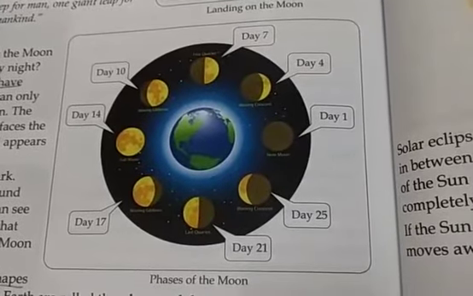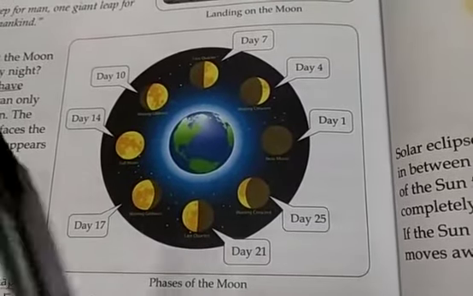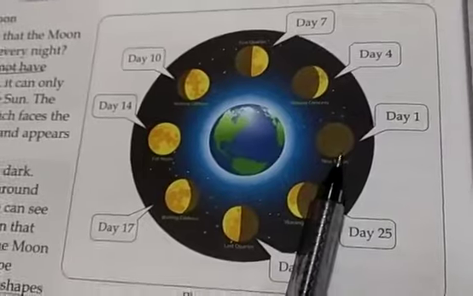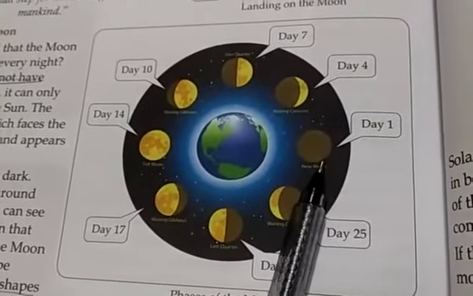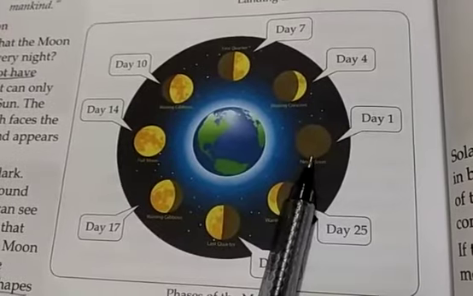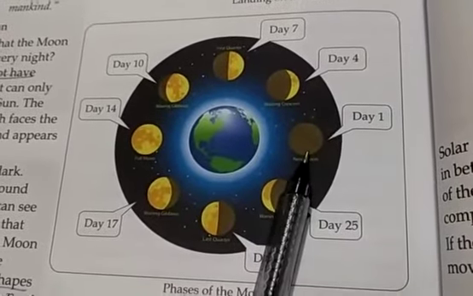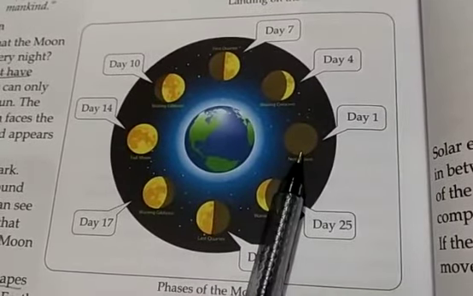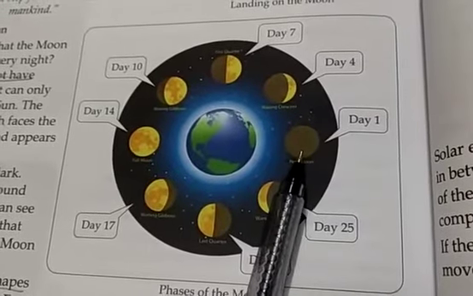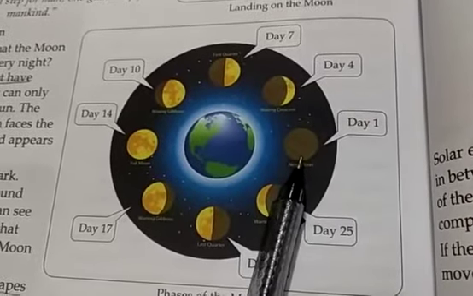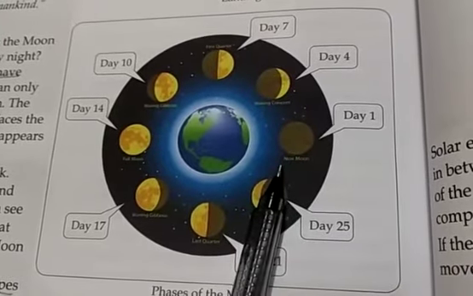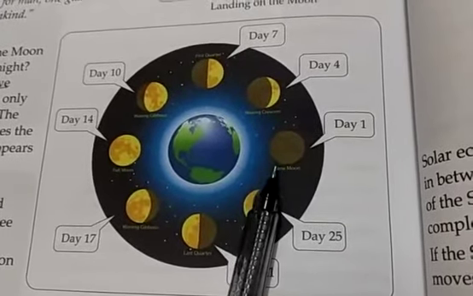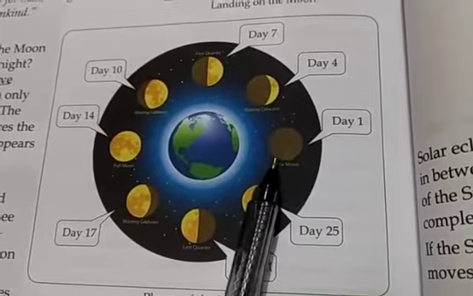Now we will see here day 1. Have you ever heard the word Amavasya? Mostly Hindus say this. That is because during that time there is no reflection of the sun on the moon. So that is the first day of the moon. On the first day, when the moon is between the sun and the earth, we can only see the dark side of the moon. This is called the new moon, or in India they call it Amavasya.